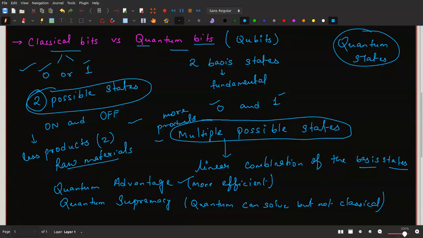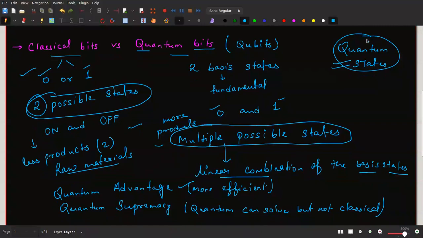Now, as I told, here a linear combination is there. How we perform that linear combination, how we write it and represent it, all of that is part of the next lecture, which is quantum states. Each combination is a state. So how it is going to form, I will show you in the next lecture.